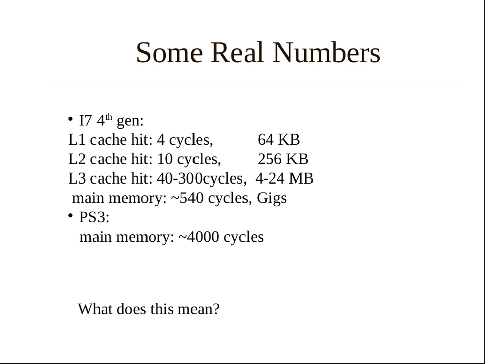This is just PS3. PS4, I think, is a little better about this. The i7, these numbers haven't changed that much for the latest generation. The cycle numbers haven't changed much. The difference is the size of your cache has increased a little.